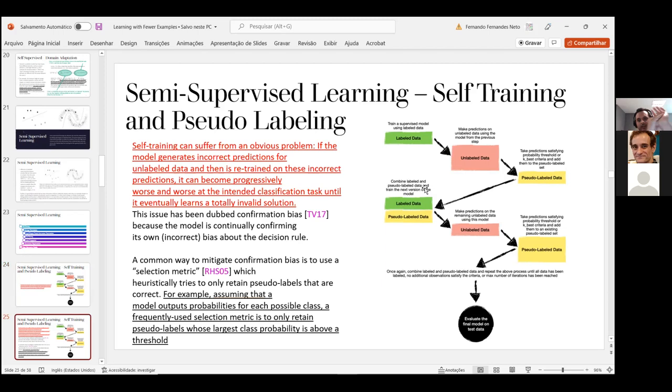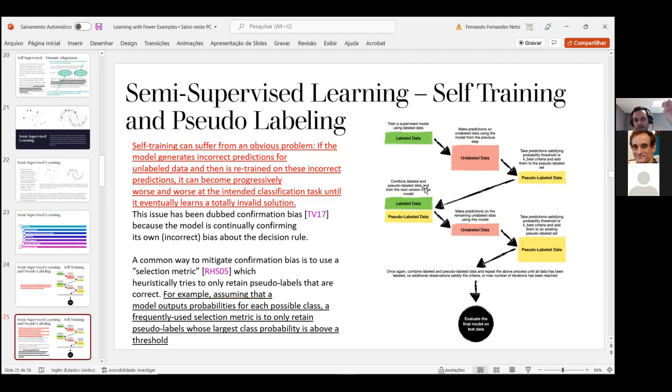Okay. One of the main drawbacks of self-training is that it can suffer from an obvious problem. If the model generates incorrect predictions for unlabeled data and then is retrained on these incorrect predictions, it can become progressively worse and worse at the intended classification task until it eventually learns a totally invalid solution. So this is basically the issue of confirmation bias, because the model is continually confirming its own incorrect bias about the decision rule.